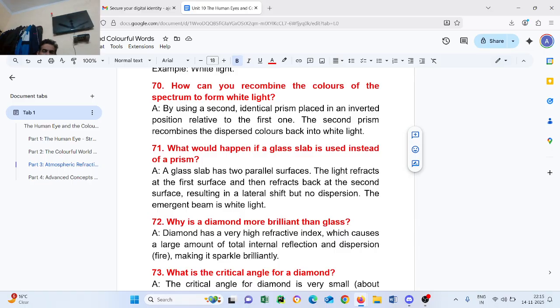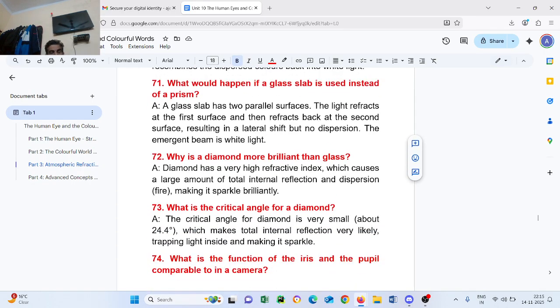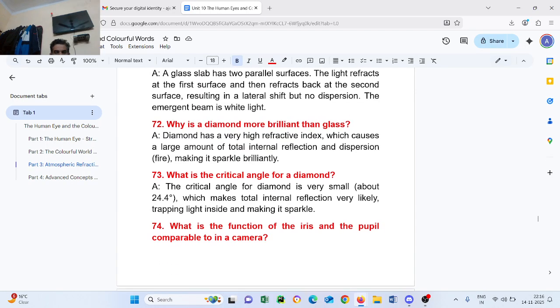Why is diamond more brilliant than glass? Diamond has a very high refractive index, which causes a large amount of total internal reflection and dispersion fire, making it sparkle brilliantly. Question number 20. What is the critical angle for a diamond? The critical angle of diamond is very small, about 24.4 degrees, which makes total internal reflection very likely, trapping light inside and making it sparkle.